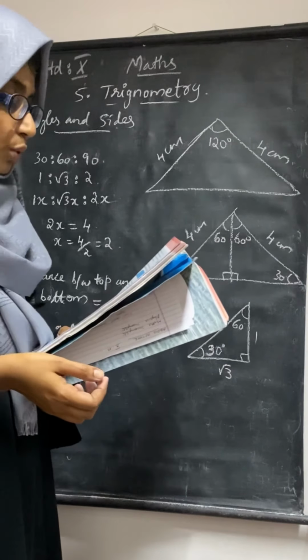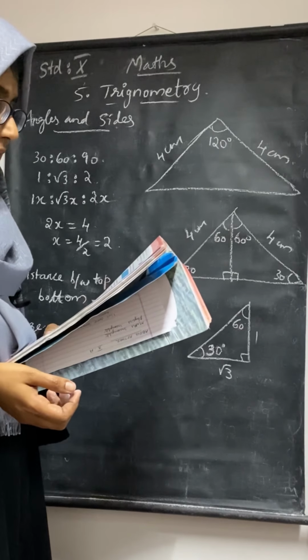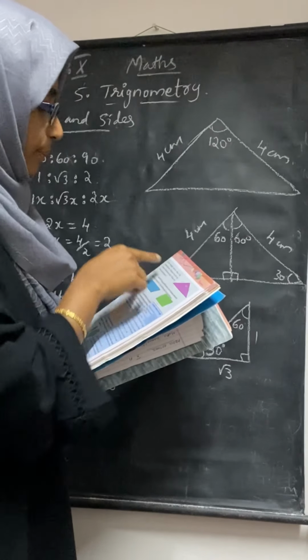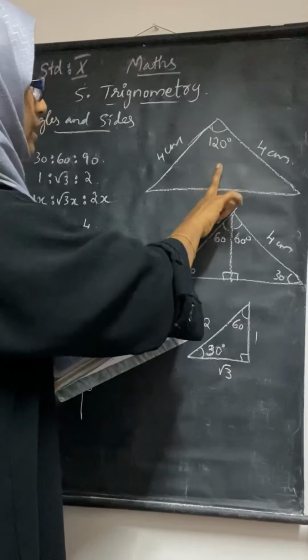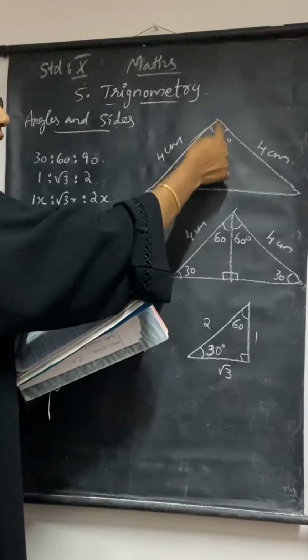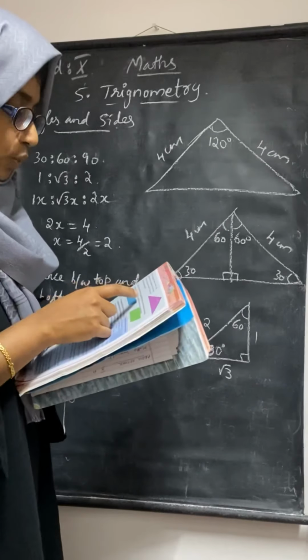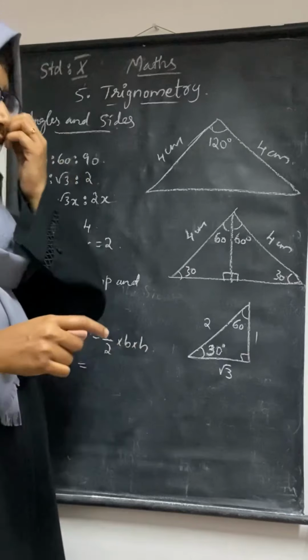In the triangle shown, what is the perpendicular distance from the top vertex to the bottom side? What is the area of the triangle? In the triangle given here, 4 cm here, the central upper angle 120 degree. What is the perpendicular distance from the top to the bottom? Means this line distance you have to find out. When I draw a line like this, you have to find out the distance. And what is the area of the triangle? Area means half into b into h. So that all you need to know.